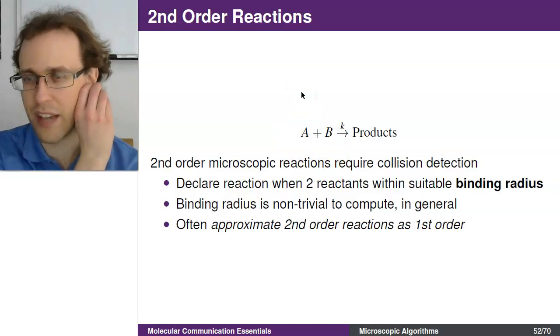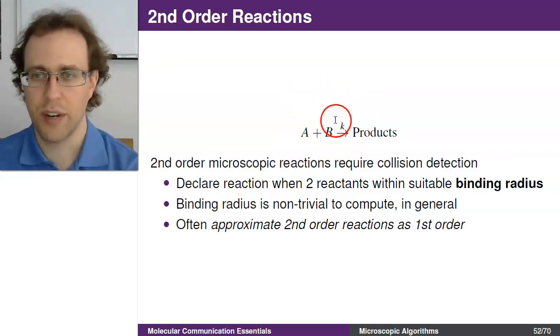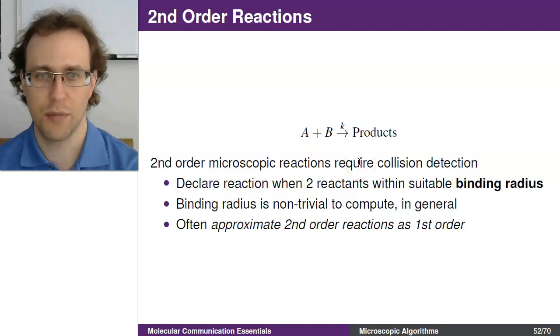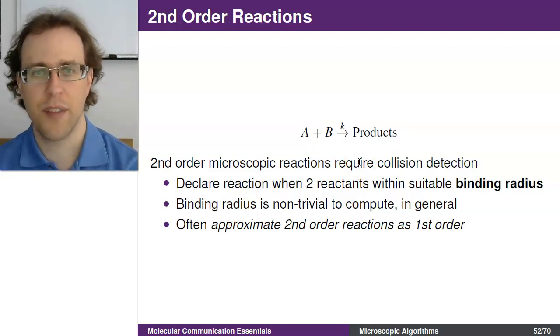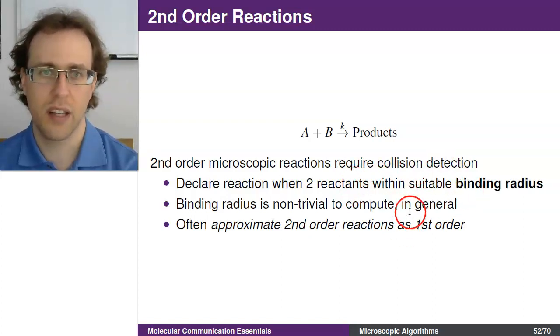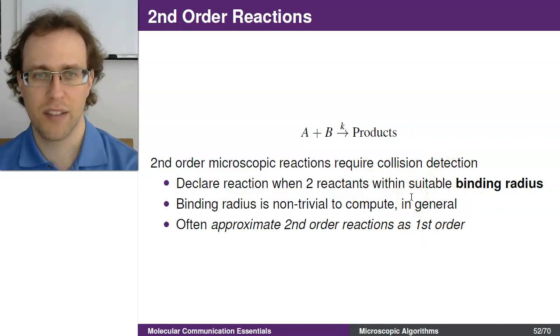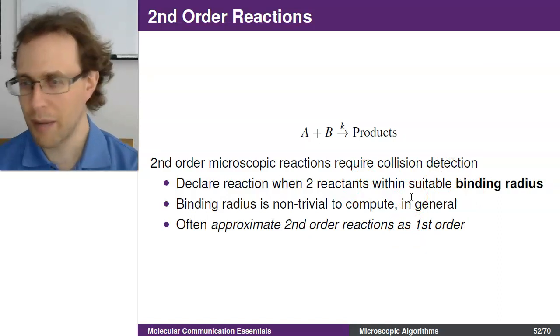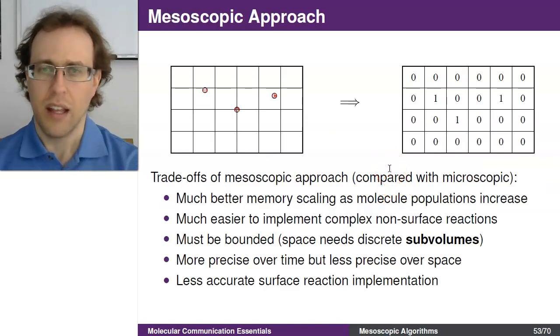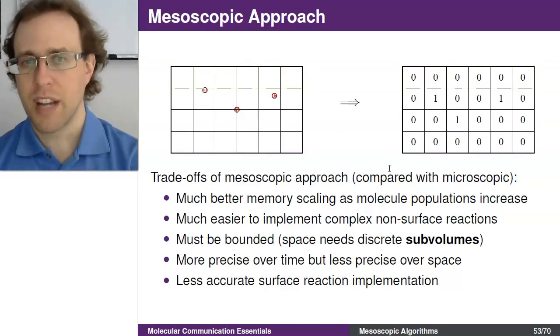Now we need to scale the reaction rate accordingly. You need to scale this reaction rate with the concentration of the reactant that you've assumed is not relevant. But this is much easier and much faster for simulation than needing to do collision checks between all the possible reactants in a large molecule population. So that was it about the microscopic approach.